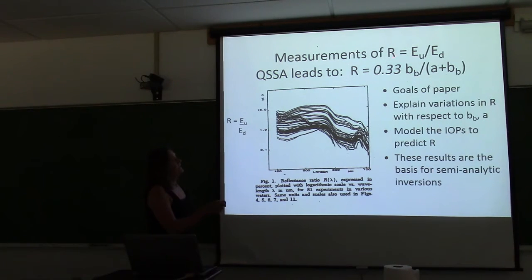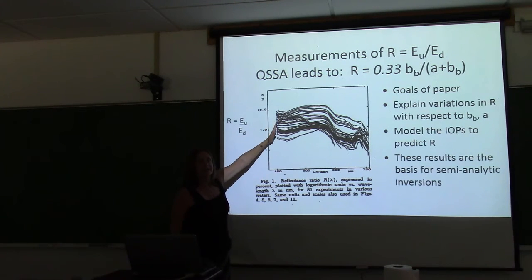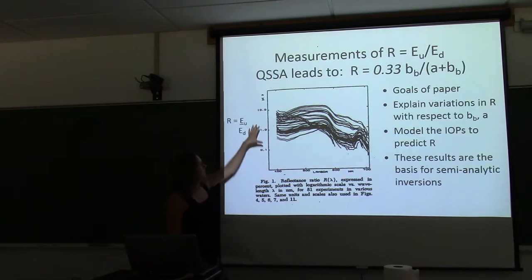So they measured EU over ED. Here are their spectra. They had very bad axes labels, so you'll see that I replaced all of their labels because they're small and they actually don't really have anything on them. So this is reflectance, radiance reflectance over wavelength, log scale.